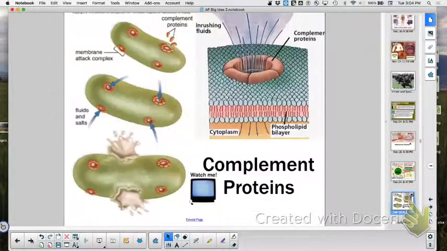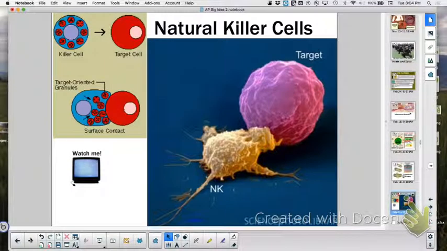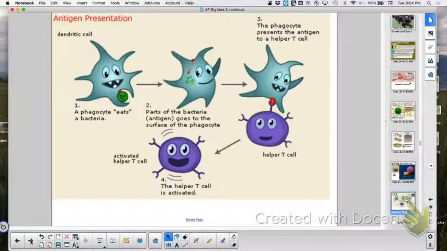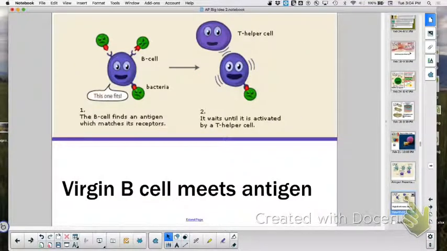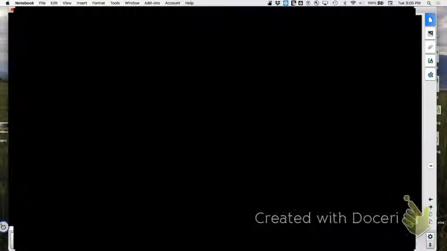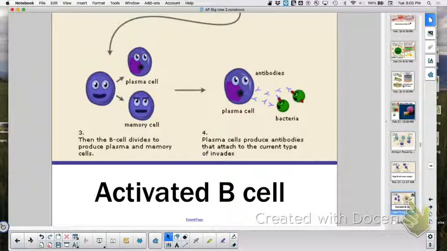Complement proteins can do many things. One of the things they can do is drill holes to break the integrity of that pathogen that's invading you. And we know about natural killer cells. We know about antigen presenting cells, and they're very specific with our inappropriate cartoon. A helper T cell gets activated, and then it has to confer with a helper B cell that recognizes the exact same antigen. Plasma cells secrete antibodies.